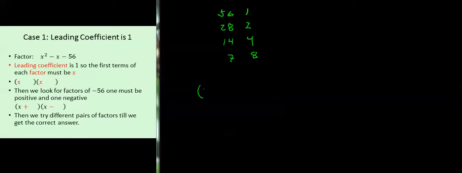So I have x plus and x minus. One of these needs to be positive, one needs to be negative. All right? Now, when I multiply these, I have to do a double smiley face. That double smiley face has to add up to be negative 1. So I'm going to go with 7 and 8. X plus 8, x minus 7.